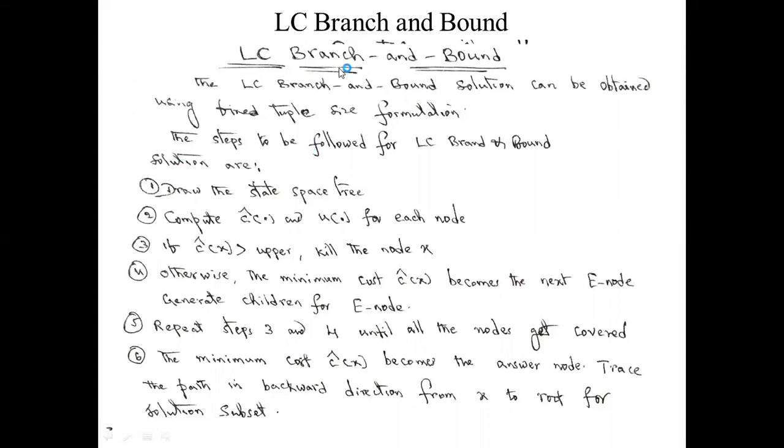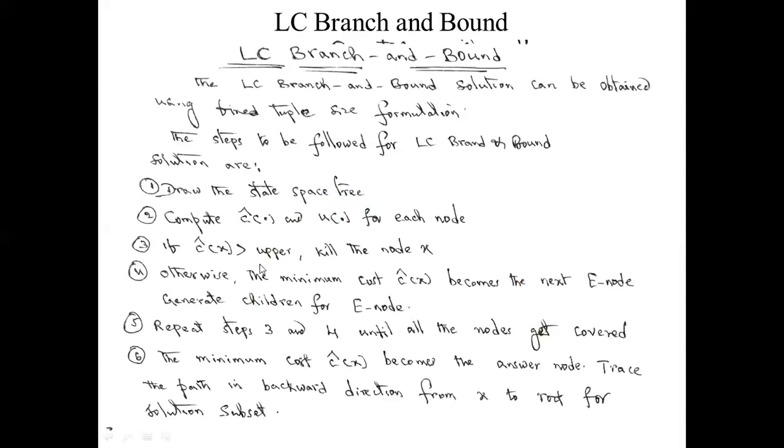Now I will tell you a little more about LC branch and bound. LC branch and bound means least cost branch and bound. According to branch and bound, you draw the state space tree, that is, the tree structure. And according to the bounding function or constraints, you calculate a cost value as well as an upper bound. After calculating the cost values of all the children, you must compare the cost values.